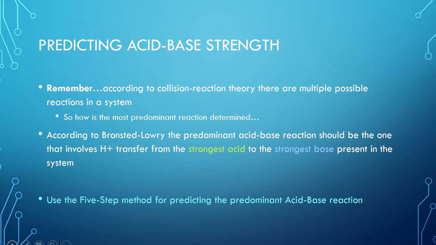This video describes how chemists use the table of relative strengths of acids and bases to predict acid-base reactions. Systems may have different entities flowing around in them. Fortunately, the Bronsted-Lowry theory tells us that the predominant reaction will take place between the strongest acid and the strongest base in the system. There is a 5-step method for predicting the predominant reaction.